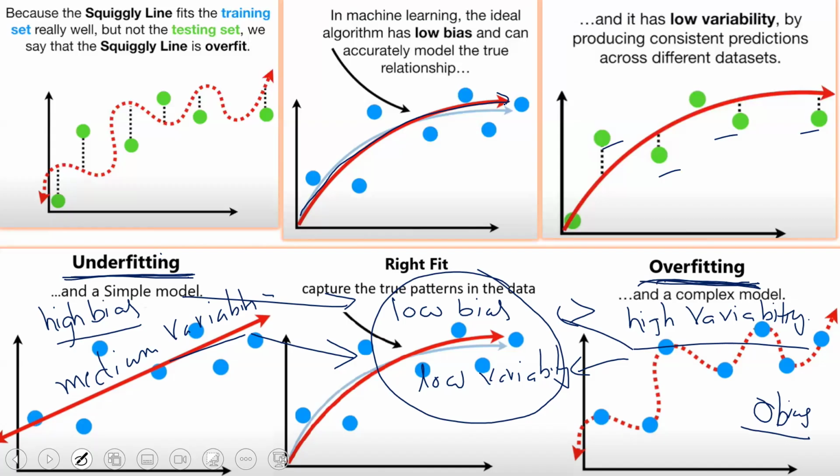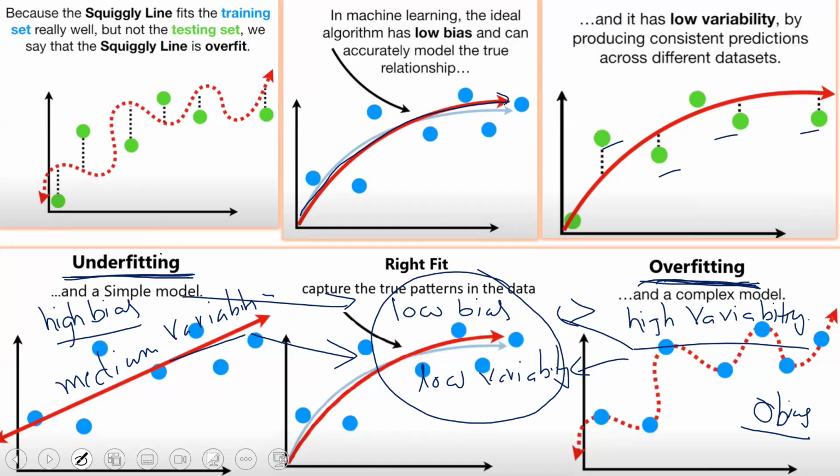Overfitting means it considers every point in the data, every change, every angle in the data. It tries to capture every angle in the data, joining all the points in the training set. So it may perform well on the training data set, but it will not perform well on the test data set.